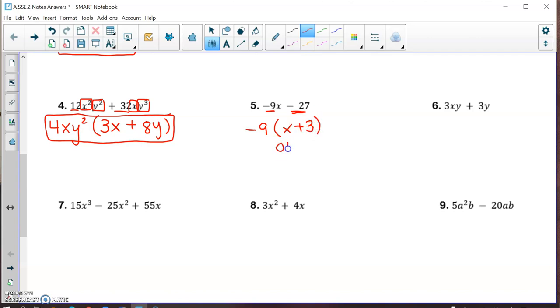Now I would accept your answer if you just took out a positive 9 and you left it as a negative x minus a 3. I would accept that.